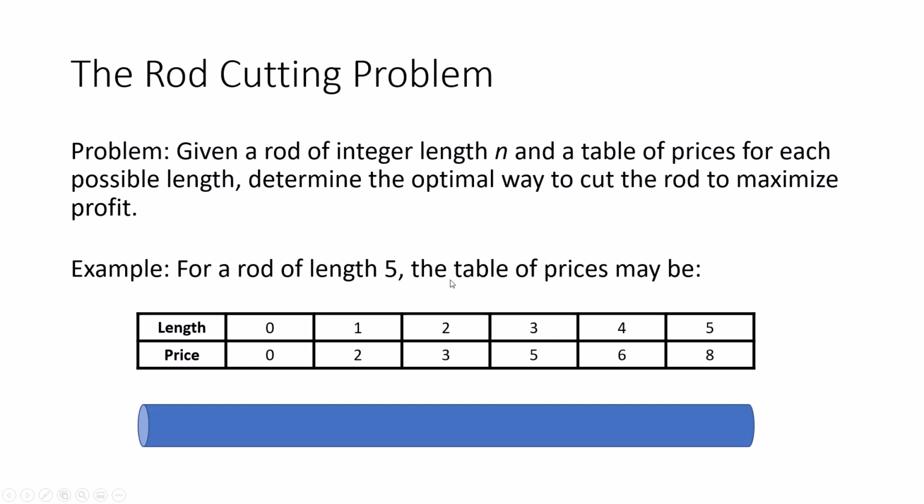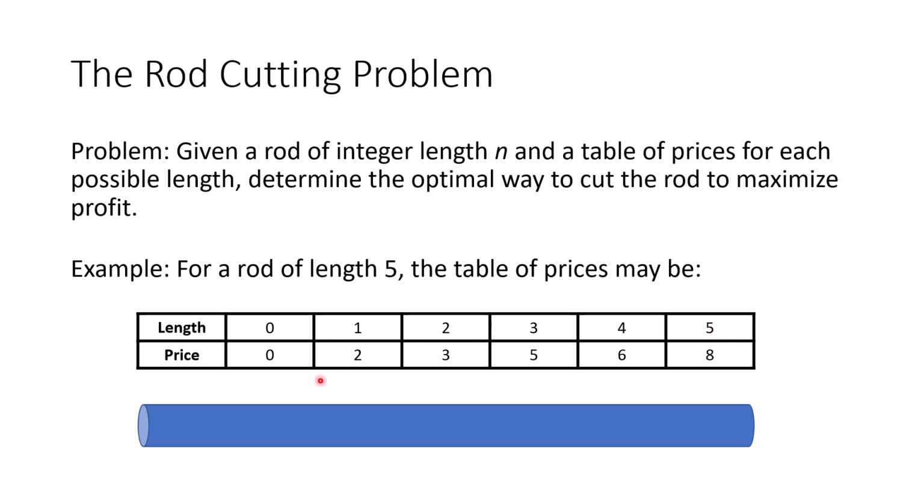Okay, so the first problem that I'm going to present to you guys is the rod cutting problem. Basically, imagine you're given a rod of a certain length n, and you're also given a table of prices. So each possible length has a price. If you have a length of 0, that rod would logically have no price because there's no material. And then you could have a price for length 1, a price for length 2, and so on.